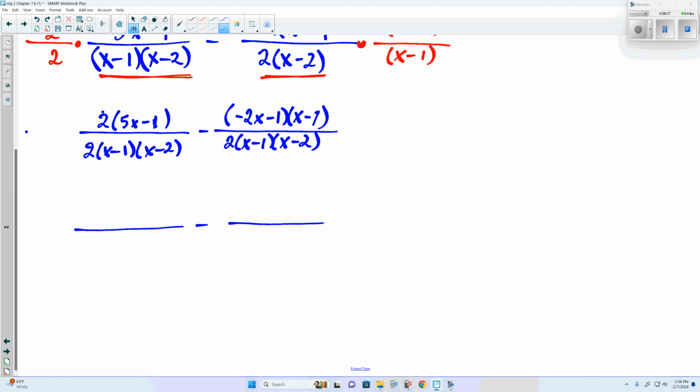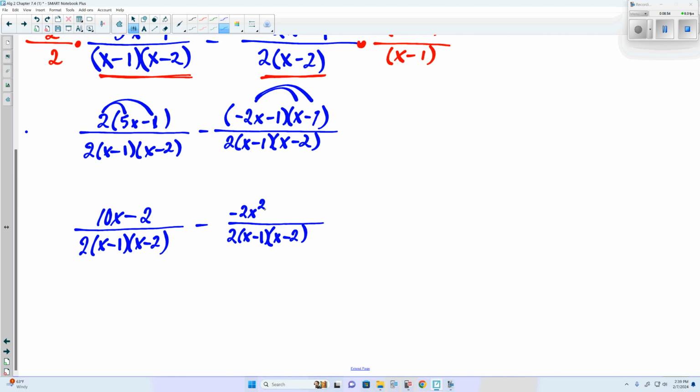Now the left side, we can distribute the 2. 2 times 5x is 10x. 2 times negative 1 is negative 2. Now our other numerator we can distribute out. Negative 2x times x is negative 2x squared. Negative 2x times negative 1 is plus 2x. Our negative 1 times x is negative x. Negative 1 times negative 1 is plus 1.